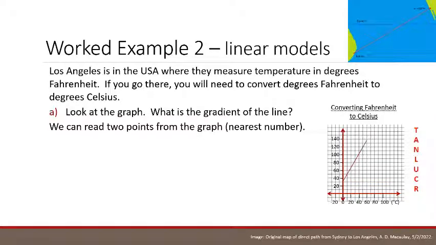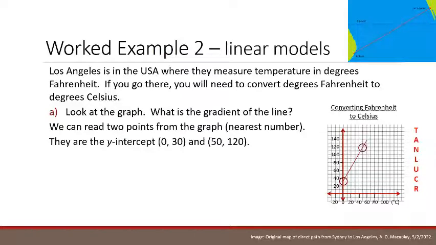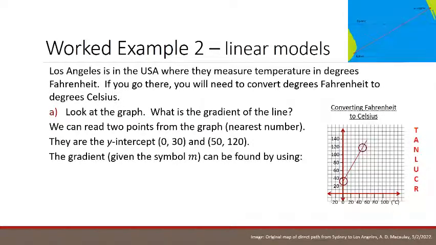Now we can read 2 points from the graph to the nearest number. One of them is here, circled right on the vertical axis, and that's the y-intercept (0, 30). And here's the other one, again circled, at the point (50, 120). And from those we can find the gradient.